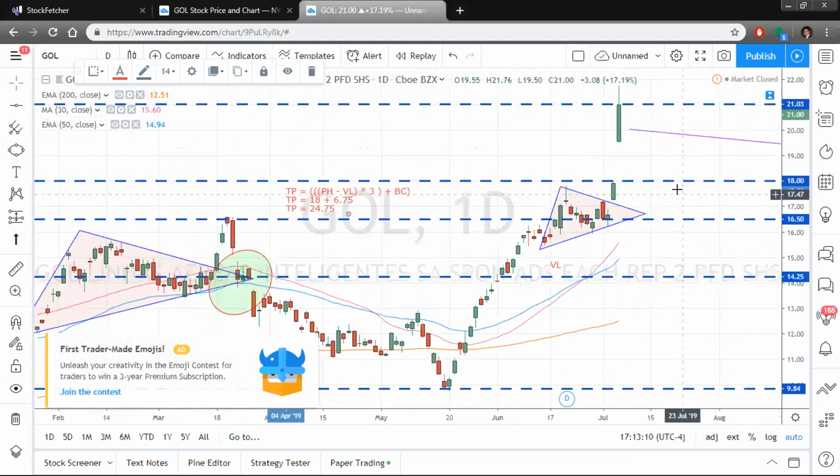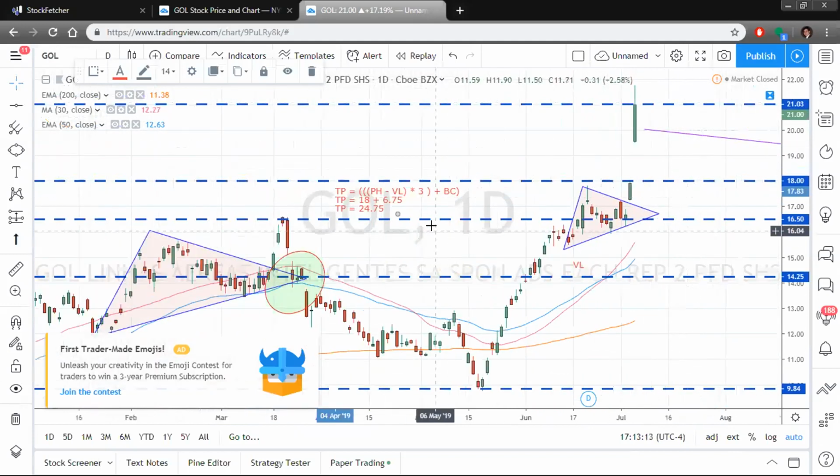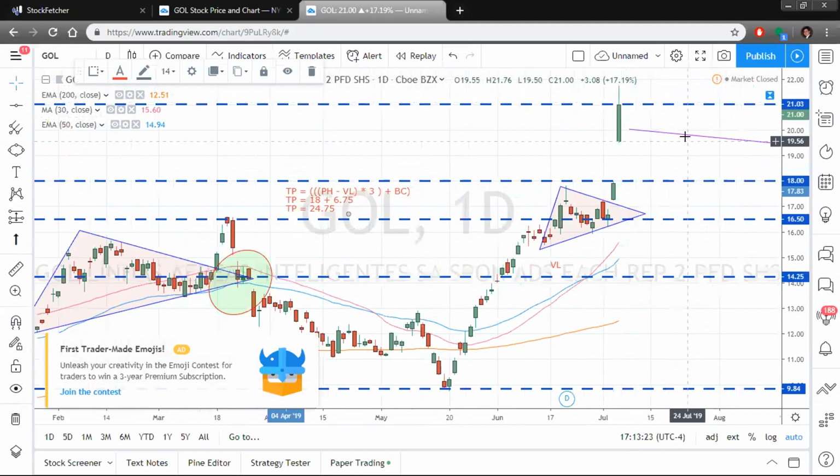You just have to be patient on this one, but at least you know what your target is. If your target is around $24, then any pullback of this one is your entry point.